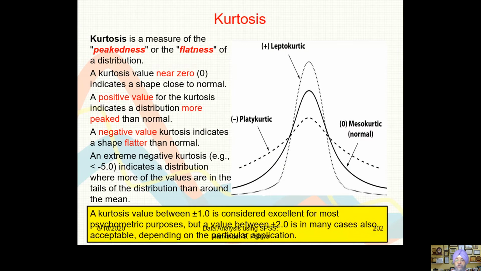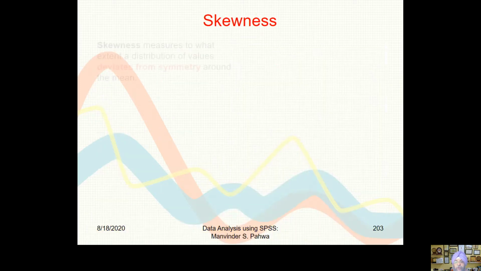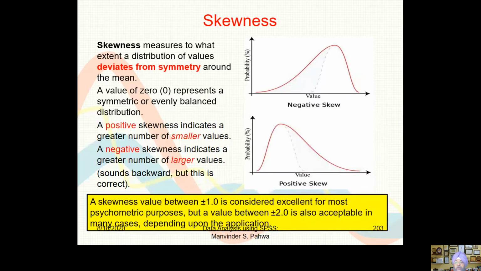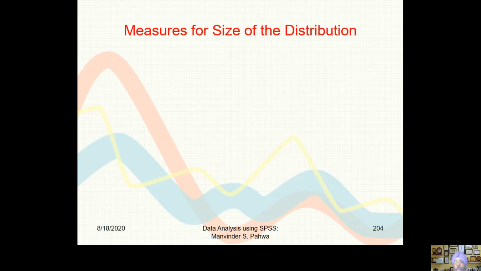The kurtosis value between +1 and -1 is considered excellent, but a value between +2 and -2 is in many cases also acceptable, depending on the particular application. Skewness measures to what extent the distribution of values deviates from symmetry. If it is negatively skewed, it has a longer tail towards the negative side, or towards 0. If the tail is on the other side, it is called positive skewness. Skewness and kurtosis both play a very important role when we are talking about a normal distribution.